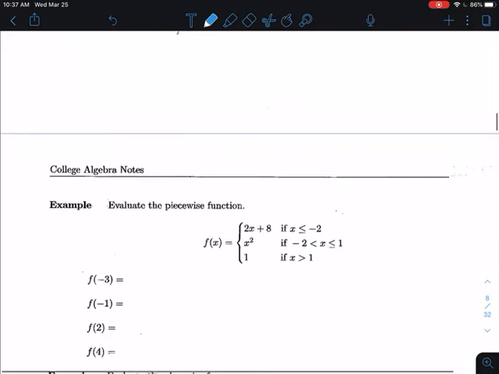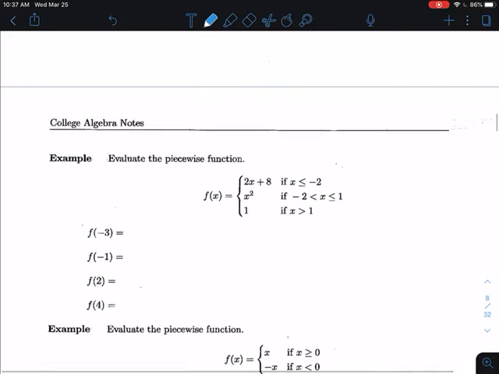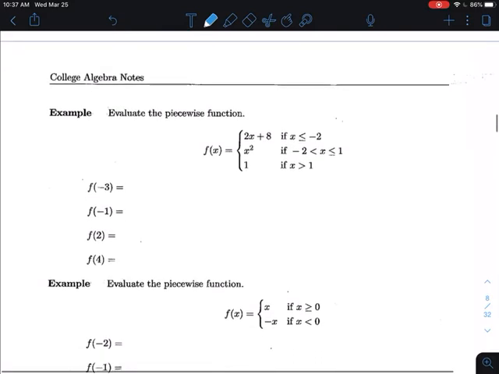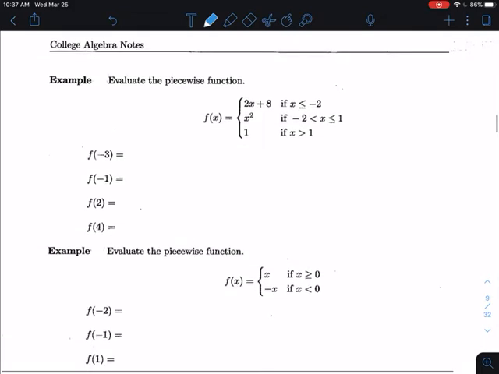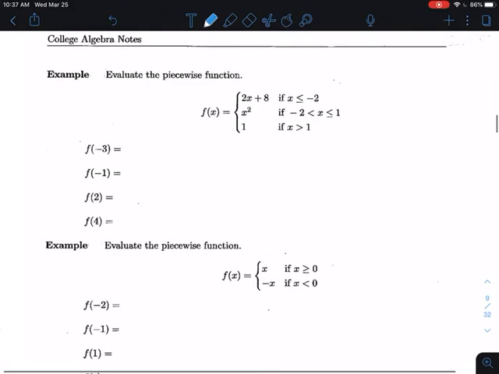Moving on to the next part of this lesson. This is piecewise functions. A piecewise function is exactly what it sounds like. It's a function that's pieced together. So out here, where it has the if x is less than or equal to -2, those are your restrictions.